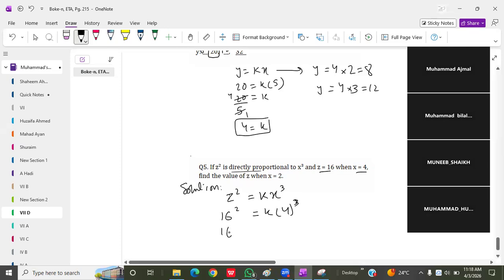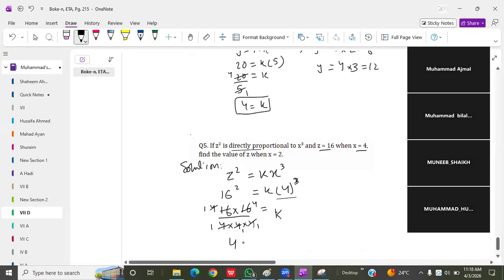Okay, now we don't need to multiply 16 by 16. We just move 4 to the left hand side. It will be 3 fours in divide. So 4 1 is 4 and 4 4s are 16. The third 4 is divided by 4. So the value of k here, we got 4.